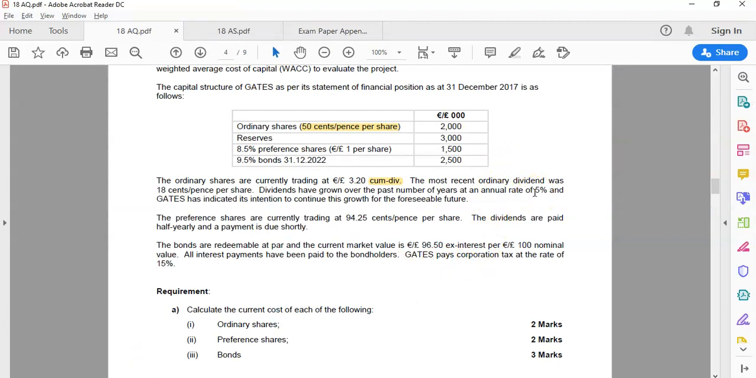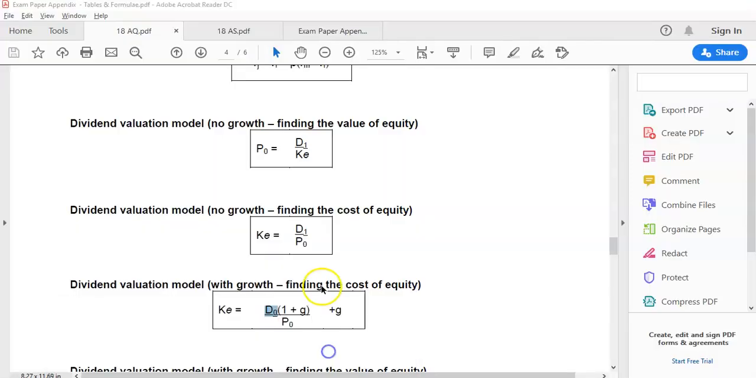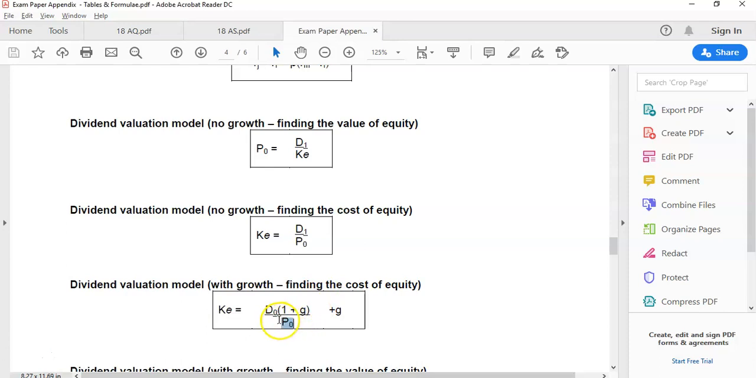And there's two ways to calculate growth. You have to go back and look at those. There's the G equals B times R formula, or there's looking at the historic growth rate of dividends. In this question, they've simplified it. They've given you the 5%. And we also know the price is 3.02. You always use the ex-div price.